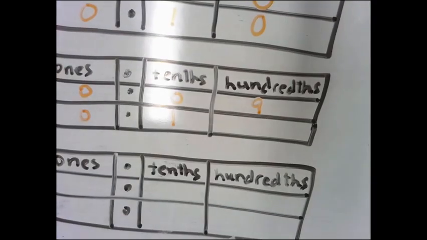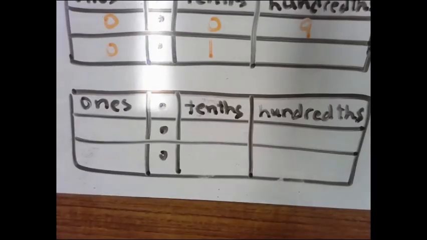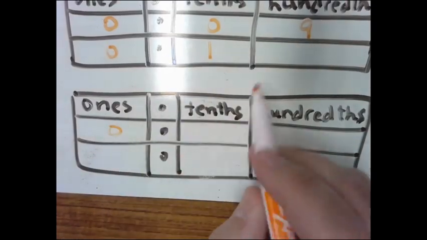And again, if you want to put it on your place value chart, it will look like this. All right, so again, 0 ones, and we have 11 hundredths.